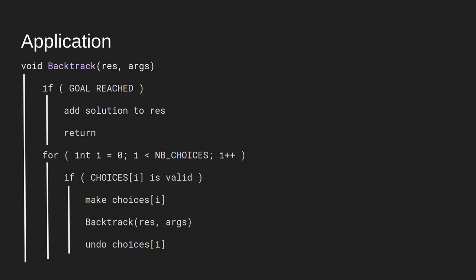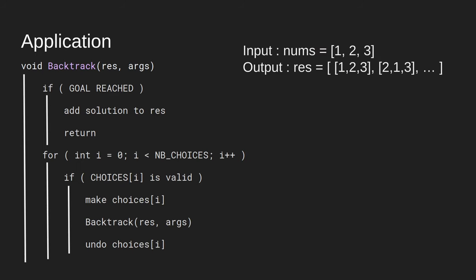Now let's try to apply this backtrack algorithm to our problem. So we are given as an input the array nums that contains all the numbers we will have to use to make permutations. And the result array is a list of all the solutions. So res is already in the argument list, but we need to add nums to the list of arguments.